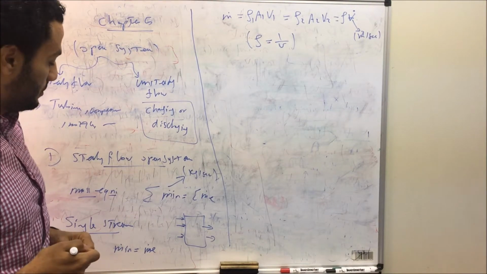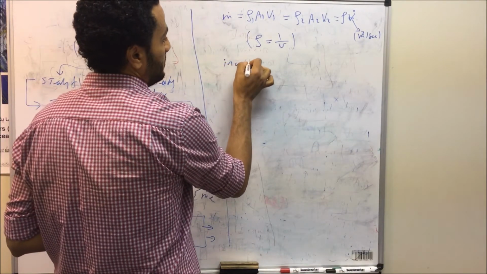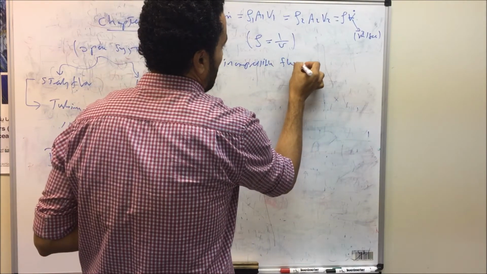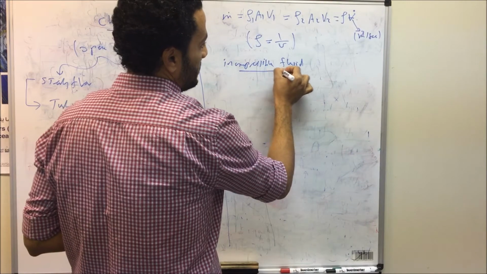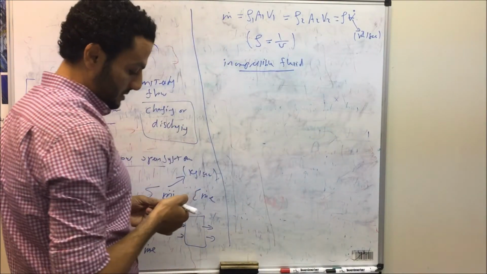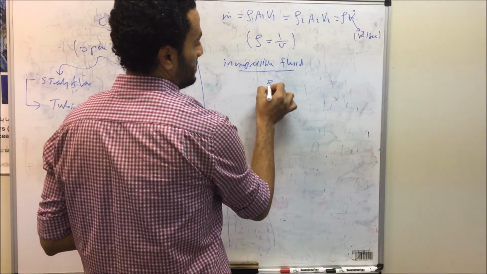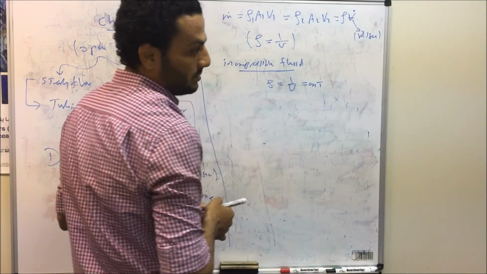This is in case we do have a single stream. But in case we do have an incompressible fluid, an incompressible substance may be a solid or a liquid. So in this case, for an incompressible substance, the density, which is 1 over the specific volume, is constant.